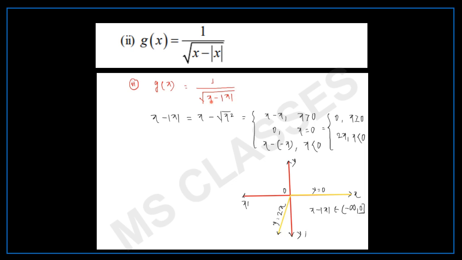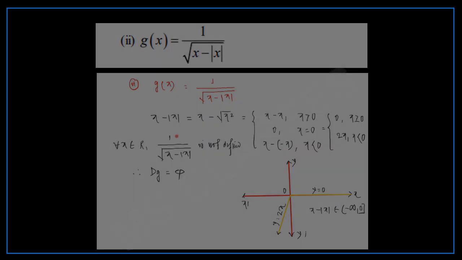So what we conclude is, for all x belongs to R, 1 by root over of x minus mod x is not defined. Therefore, the domain of g is empty. Why? When the input is positive, it is 0. When 0, then the denominator is 0. When less than 0, it is 2x, but 2x is negative. So for any input, g(x) is not defined.